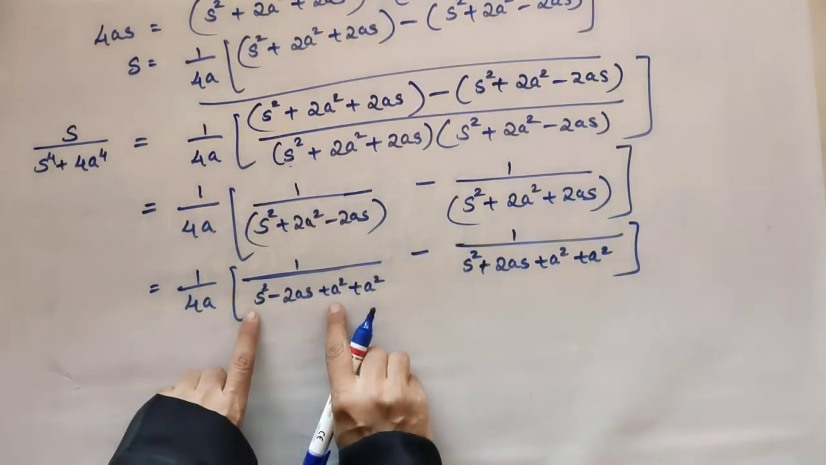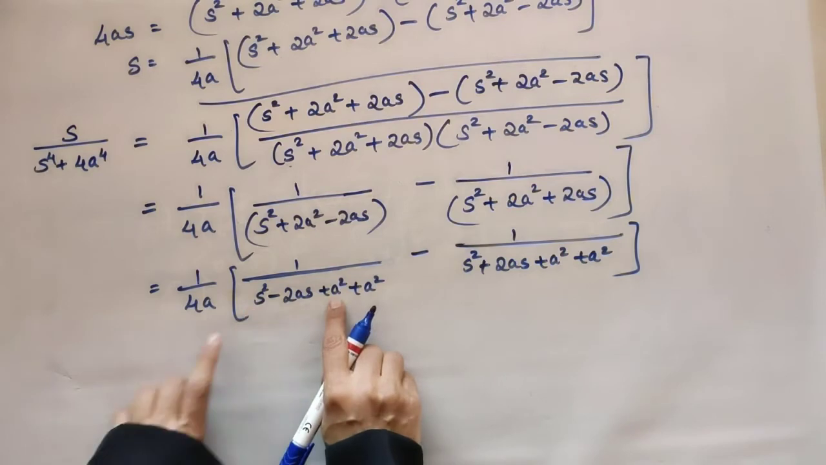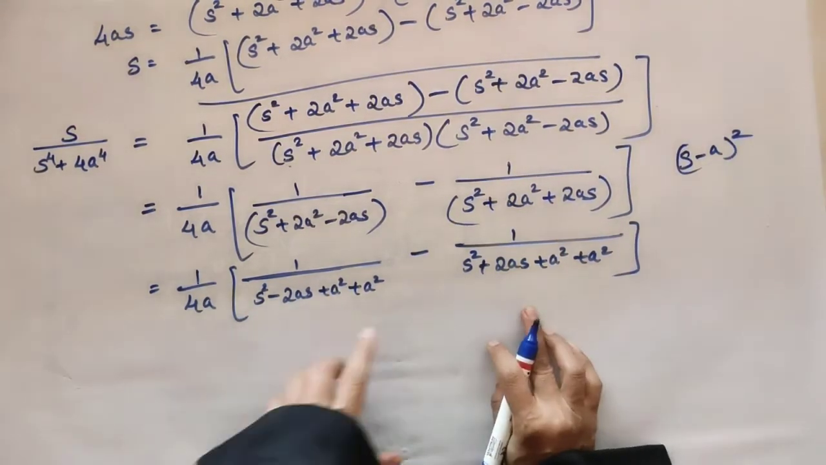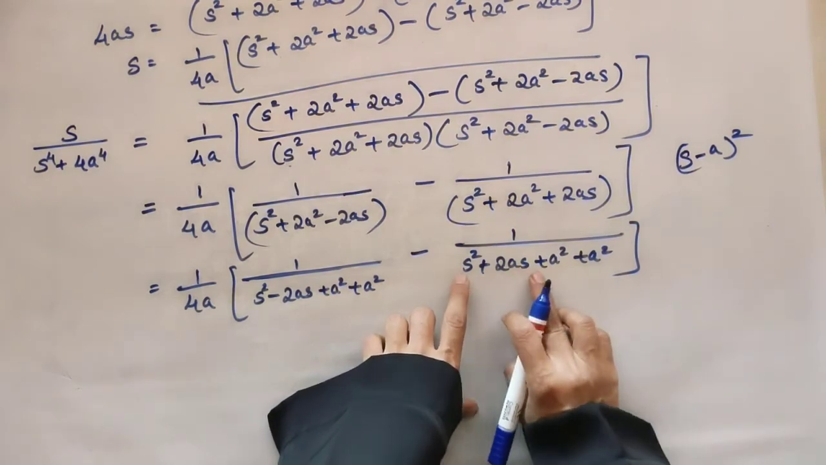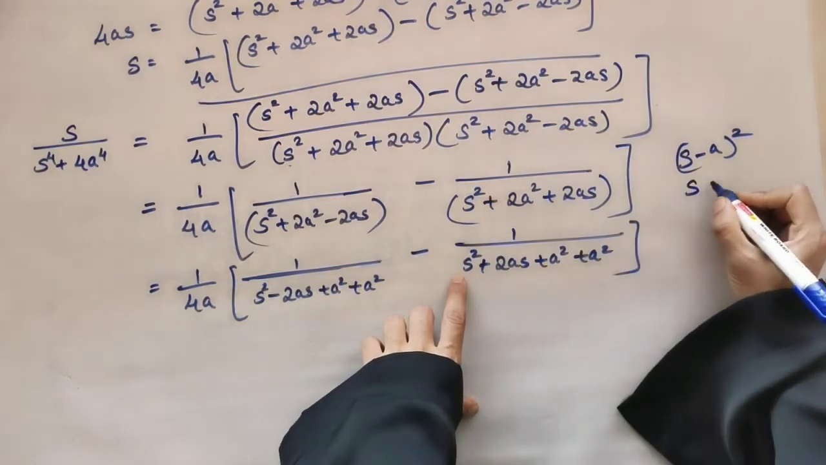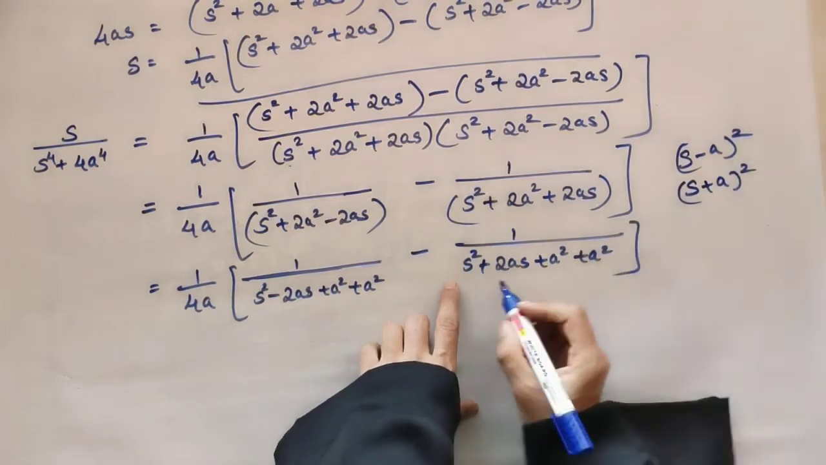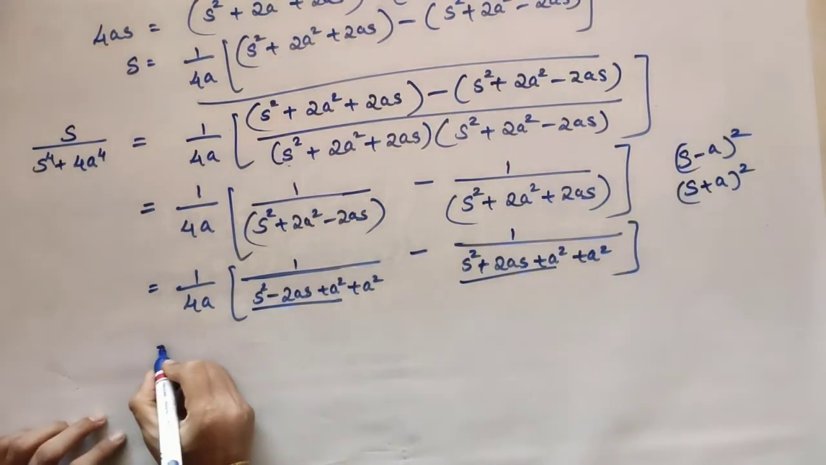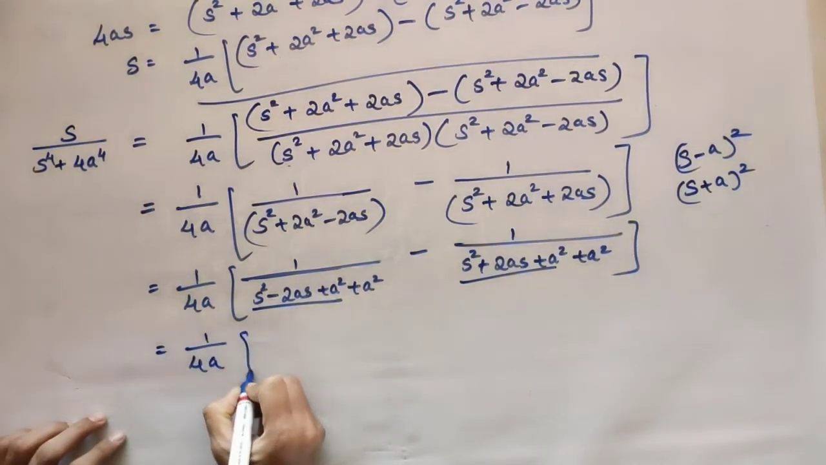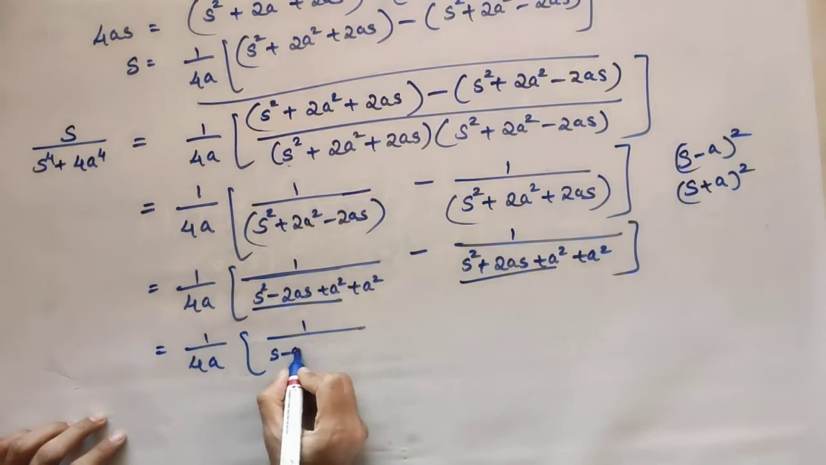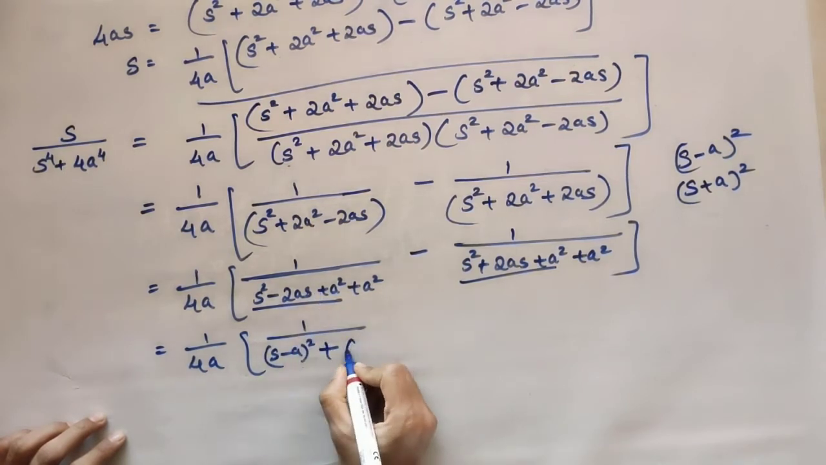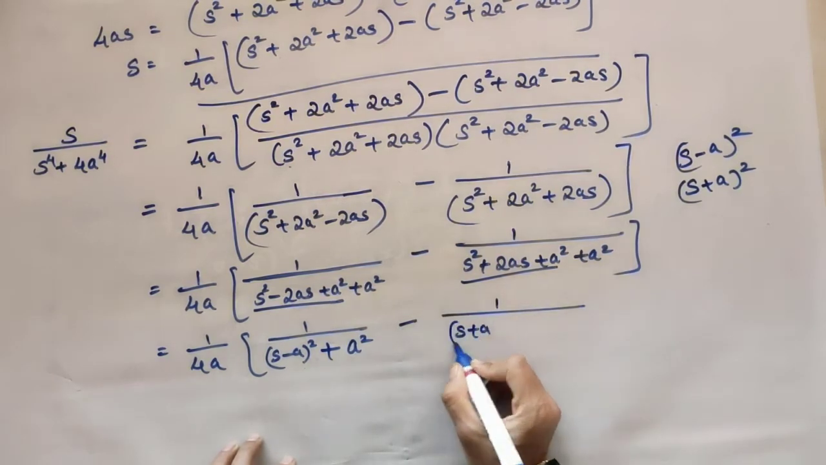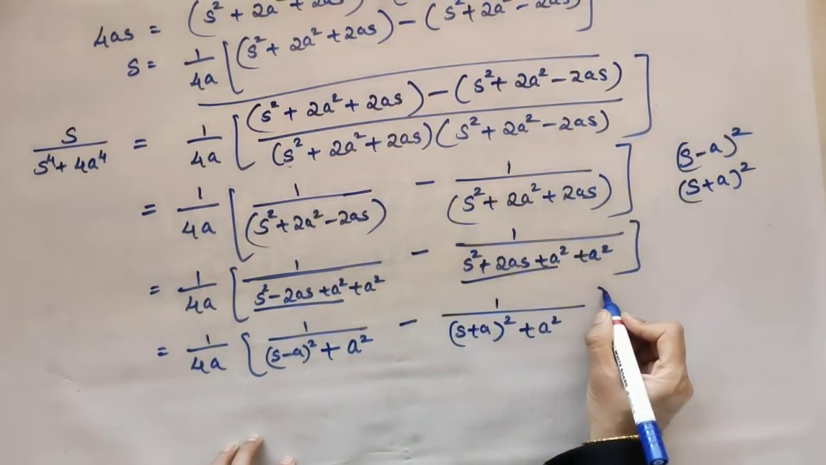Now, if you consider only the first 3 terms from here, you will see it to be s minus a the whole square. Similarly, if you see the first 3 terms of the second term in the denominator, you will have s plus a whole square, that is this and this over here. Just see that, okay? I will replace those brackets: 1 divided by s minus a whole square plus a square as it is, minus 1 divided by s plus a whole square plus a square.